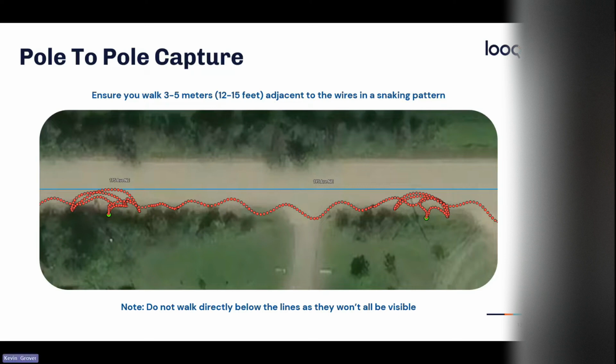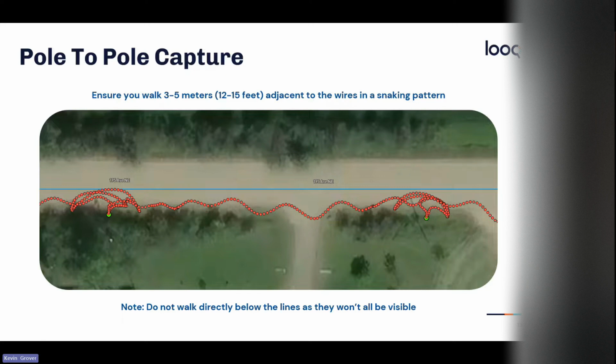So now when we start moving on from pole to pole, there is a way that we want to walk to basically get the proper capture. In this case, you see where the 2 green dots are, that's where they capture the 2 green poles. This is the point of interest at the pole to pole. This is a snaking pattern. We're looking at walking from pole to pole.